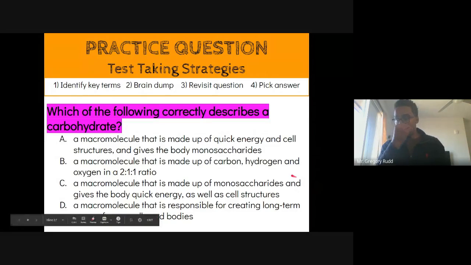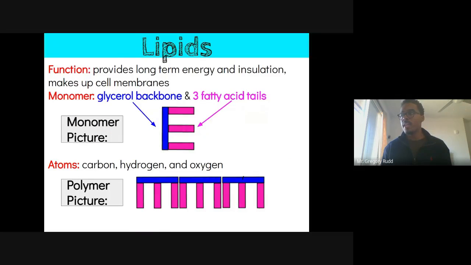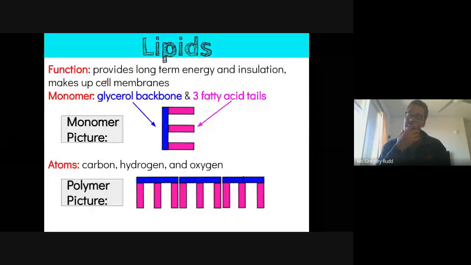All right, lipids. I know we're starting to encroach upon the asynchronous portion of class. We're almost done. Lipids are the second energy producing polymer. They're the second energy producing compound. But the difference is that instead of providing short-term energy, lipids provide long-term energy as well as insulation. And instead of making up cell walls, they make up cell membranes.